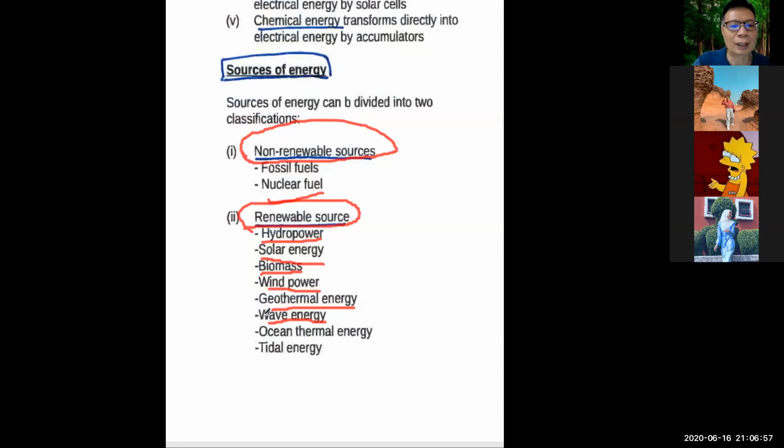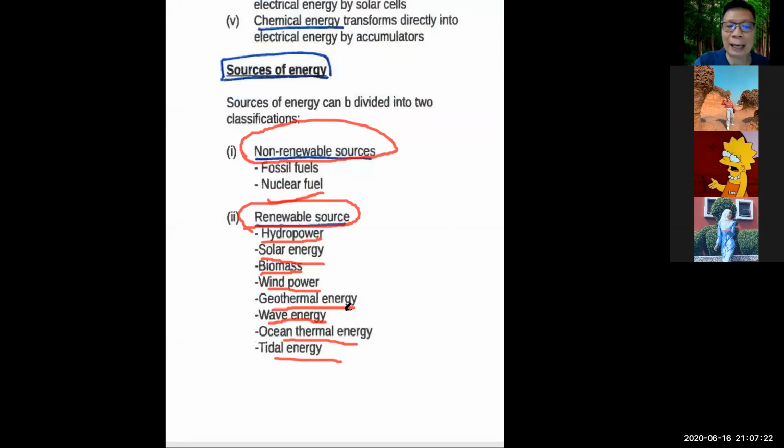Okay. Ocean thermal energy, same. Under the sea also got heat, you know. Ocean thermal energy. And last, tidal energy. Tidal means high tide, low tide. 涨潮, 退潮, 知道吗? Okay. Tidal. Tidal energy and wave are slightly different, you know. Wave means a water wave.